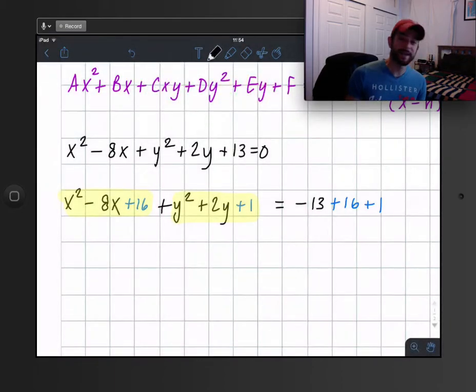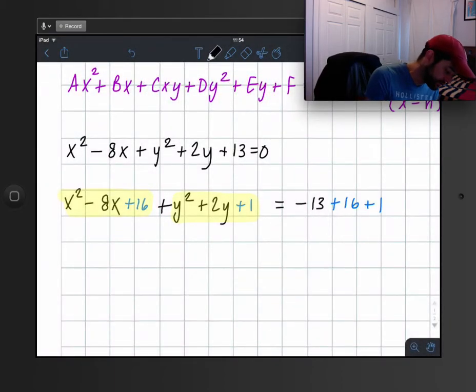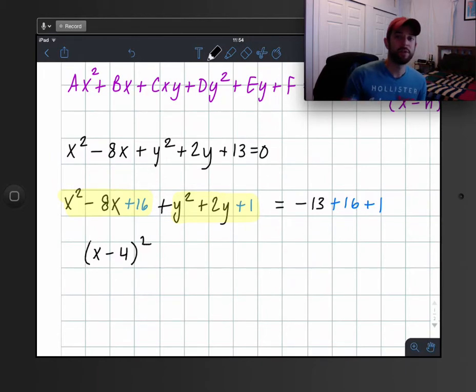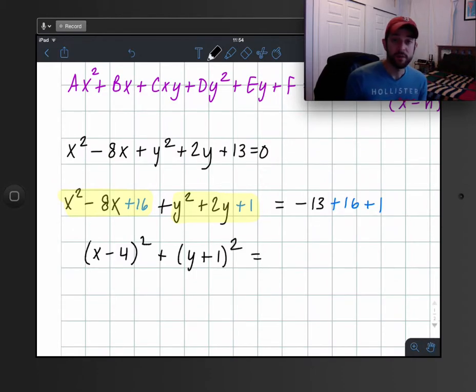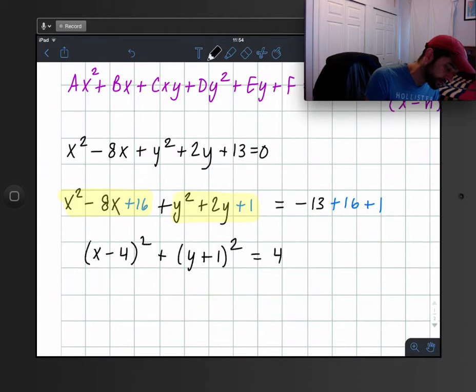Because x squared minus 8x plus 16 is equal to x minus 4 squared. It's always x plus half the linear coefficient. So x minus 4 squared. And y squared plus 2y plus 1 becomes y plus 1 squared. And then we combine all the terms on the right side. Negative 13 plus 16 plus 1 is 4.